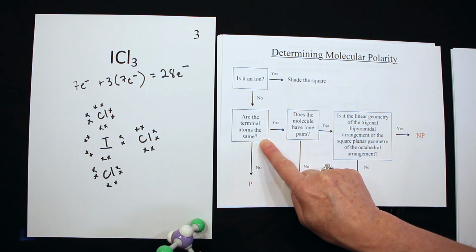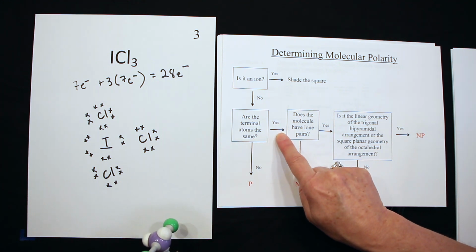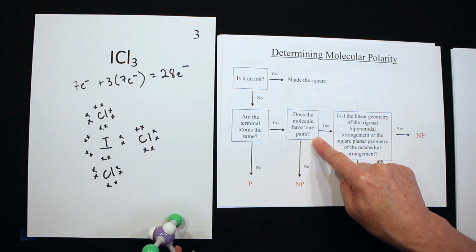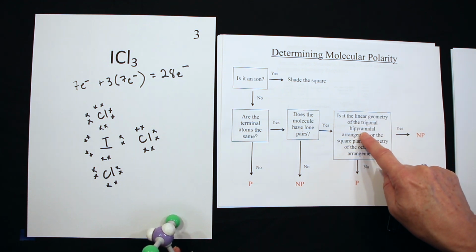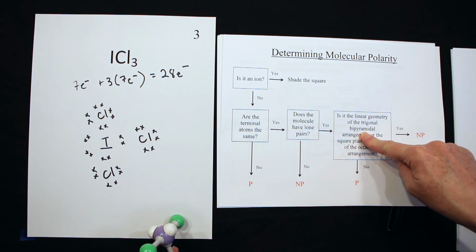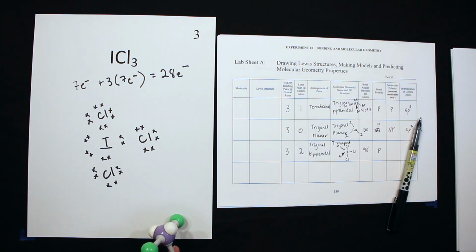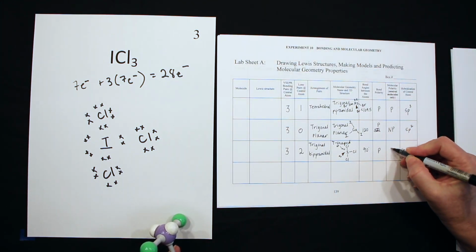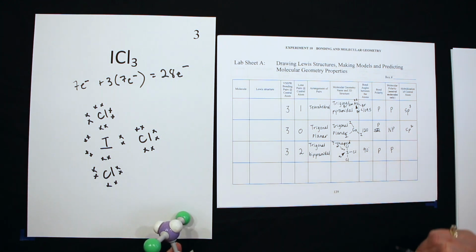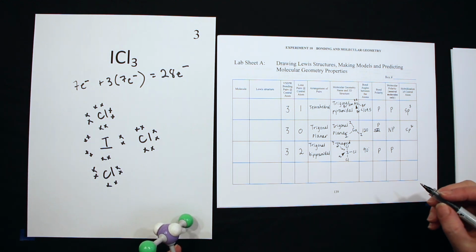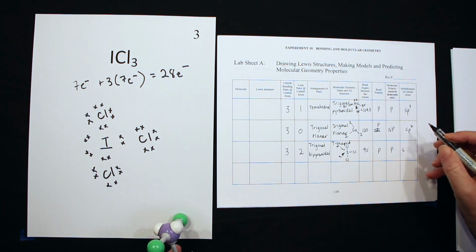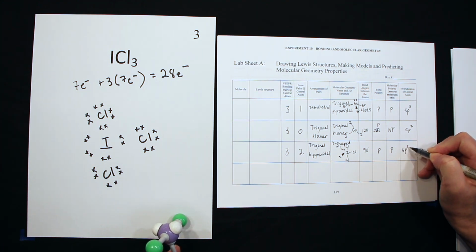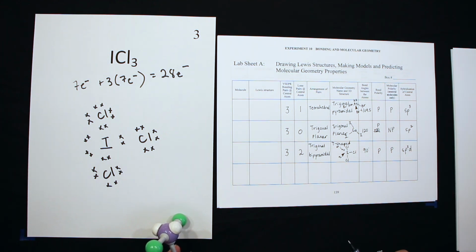Are the terminal atoms the same? Yes, they are. They're chlorines. Does the molecule have lone pairs? Yes. Is it the linear geometry of the trigonal bipyramidal? Nope, it's the T-shaped. So this molecule is polar. And then if you refer to your hybridization, any combination of 5 pairs is a trigonal bipyramidal arrangement, and your central atom has sp3d hybridization.